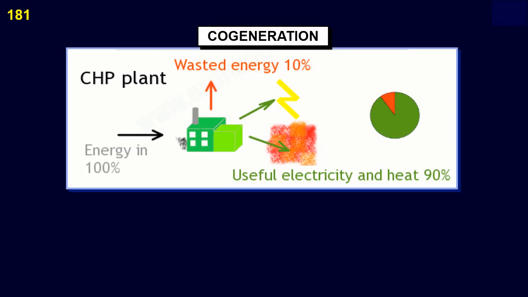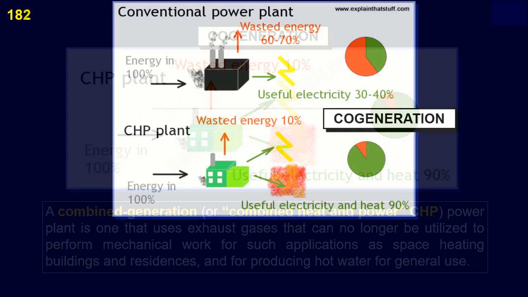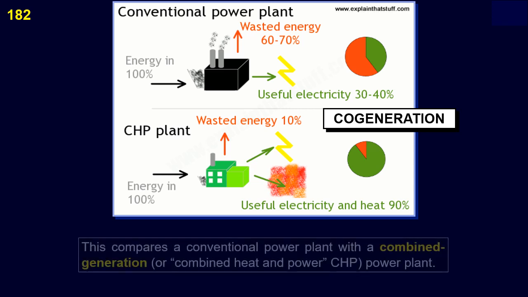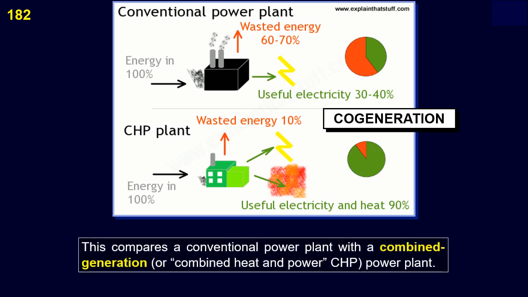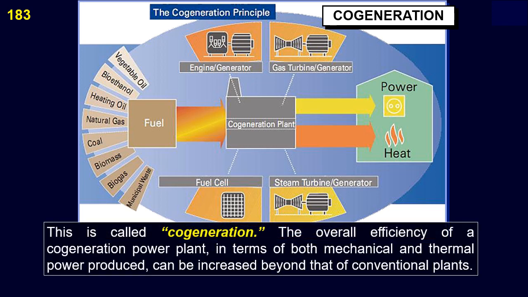A combined generation, or combined heat and power (CHP), power plant is one that uses exhaust gases that can no longer be utilized to perform mechanical work for such applications as space heating buildings and residences, and for producing hot water for general use. This compares a conventional power plant with a combined generation, or combined heat and power (CHP), power plant. This is called cogeneration. The overall efficiency of a cogeneration power plant, in terms of both mechanical and thermal power produced, can be increased beyond that of conventional plants.